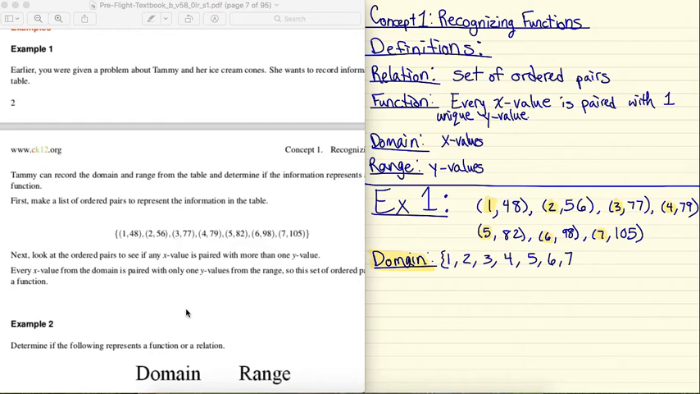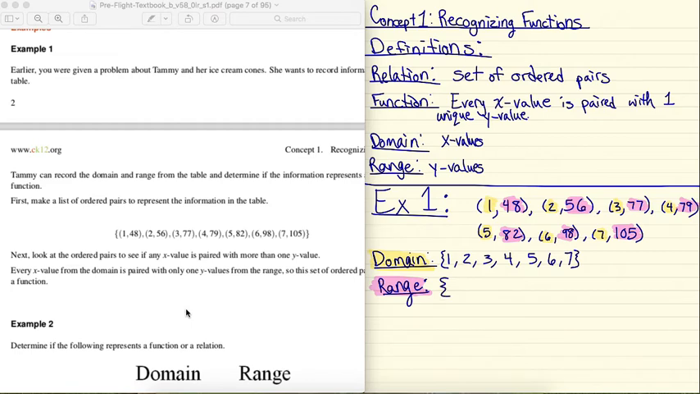And I'm going to put some squiggly brackets around it. You don't have to. It's just more mathematically correct, I guess, using proper math notation, but I won't mark you down if you don't have the brackets, okay? Next, let's write down all the numbers that represent our range. Remember, range is all of our output values, all the numbers that we get out, and they're all these second values. So our range is all of these second numbers in here. So 48, 56, 77, 79, 82, 98, and 105.